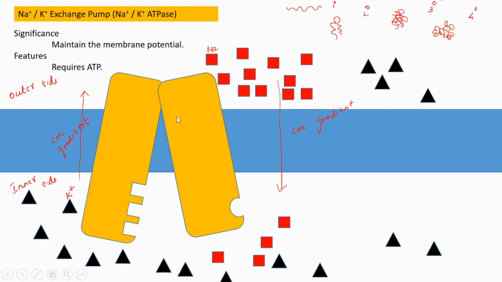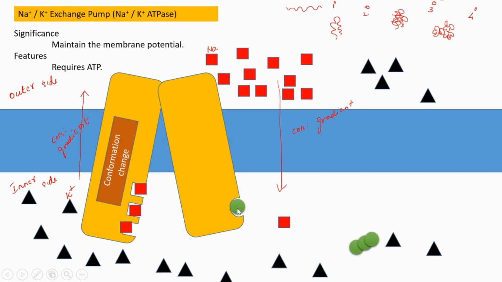So we are starting here with this conformation. In the present conformation, what is possible? It is possible for 3 sodium to come and bind in different binding sites of this enzyme. As 3 sodium bind in 3 different sites, this enzyme gets phosphorylated by ATP and ADP is released. This is the phosphate.